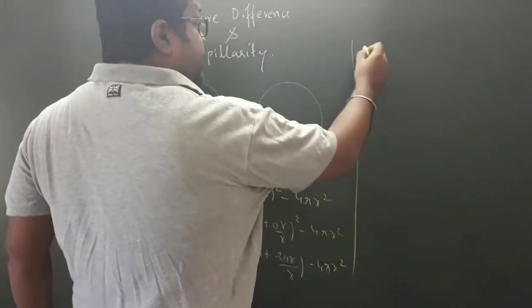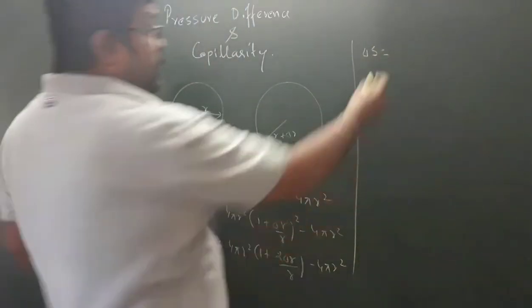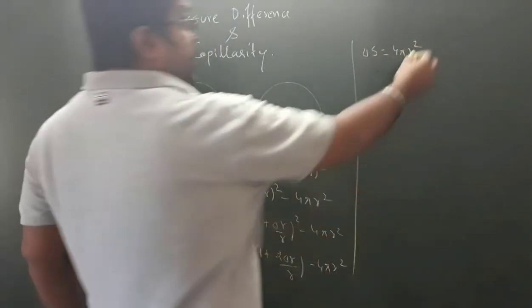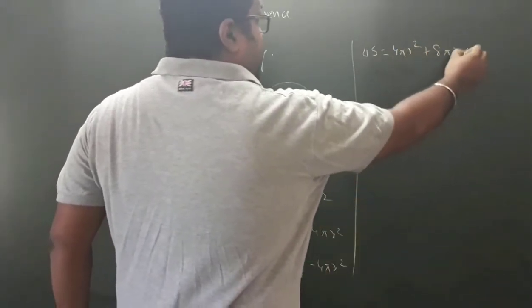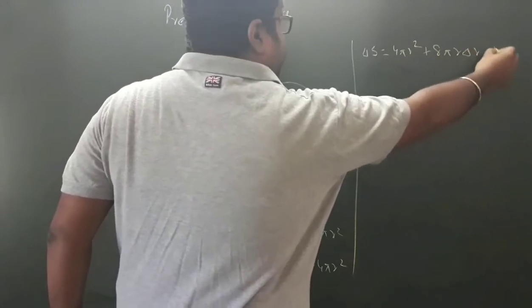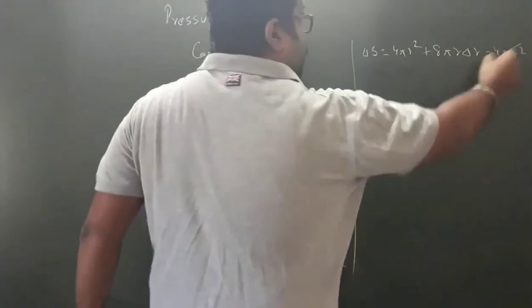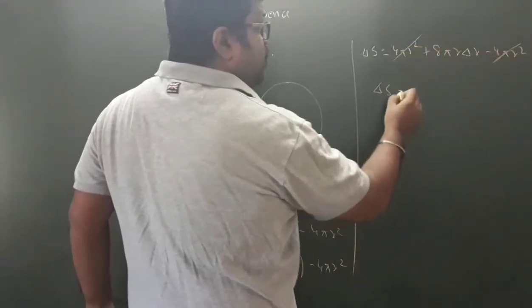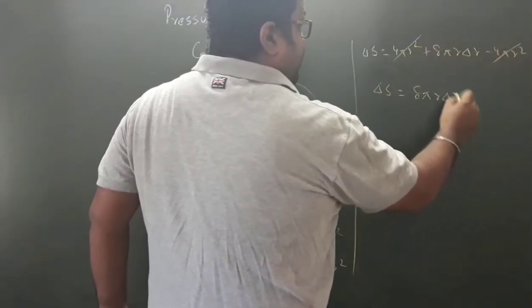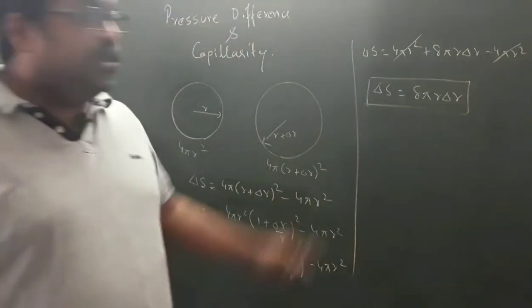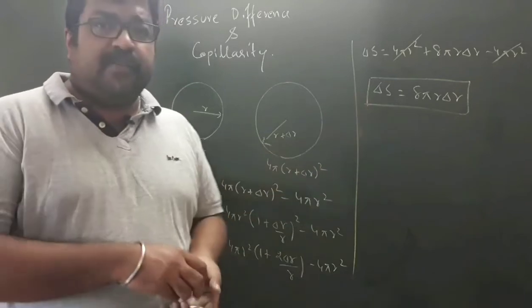Delta s is equal to 4 pi r square plus 8 pi r delta r minus 4 pi r square. So the 4 pi r square term is cancelled. Delta s is equal to 8 pi r delta r. So this is the increase in surface area.